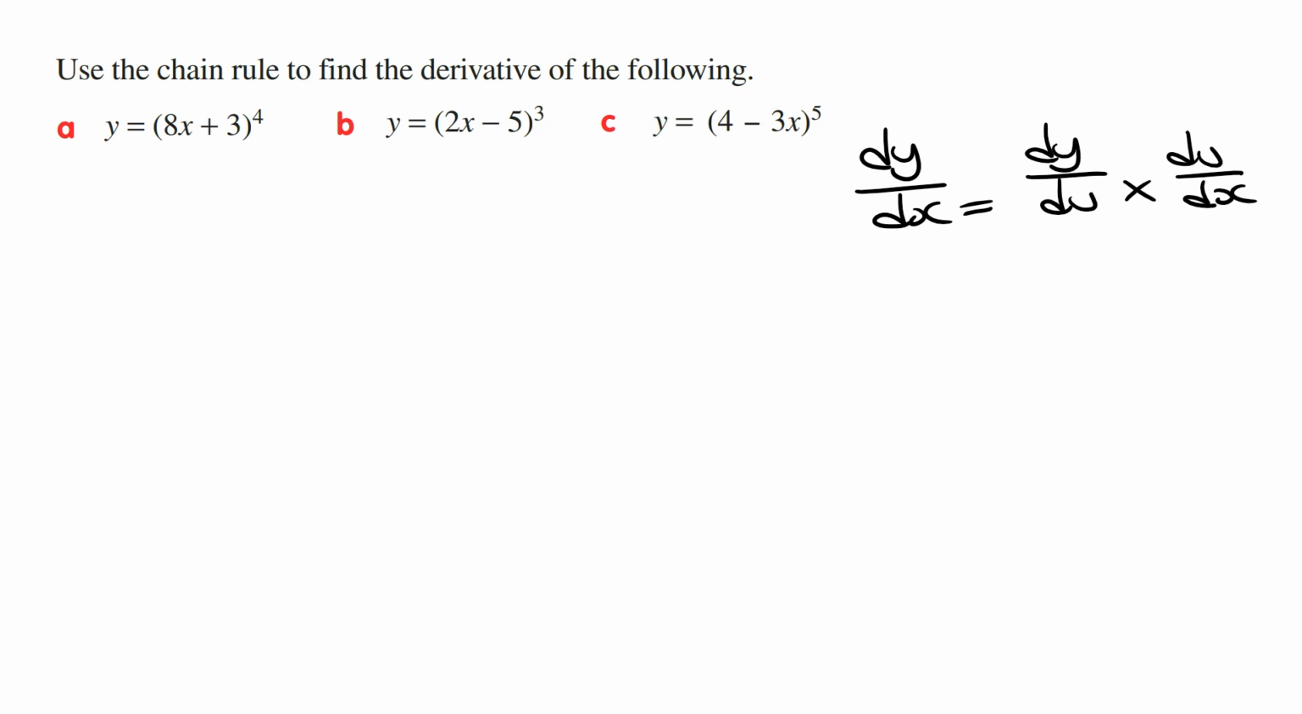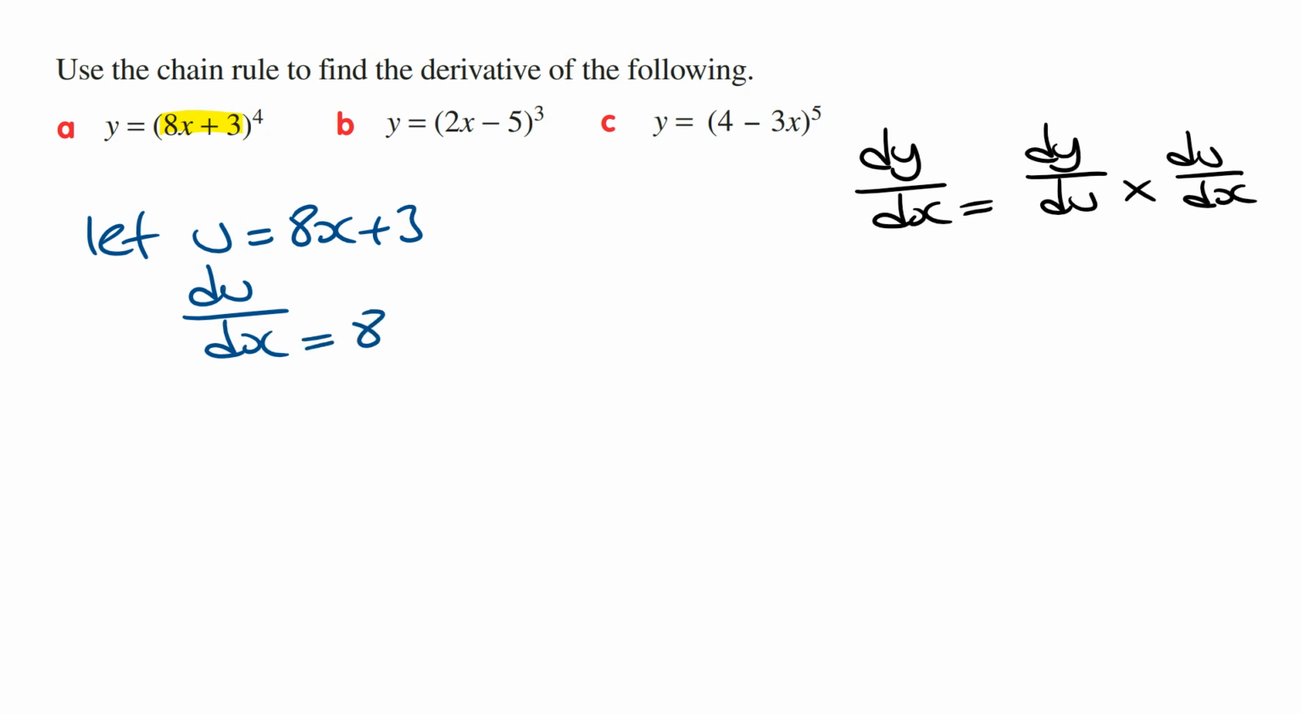Then what you want to do is let u equal whatever is inside the brackets. And so inside the brackets we've got 8x + 3. And so we let u equal 8x + 3. This gives us a function of u in terms of x. And so deriving this, we're going to get du/dx is equal to 8. Then what you need to do is express y as a function of u. And so we're going to let y is equal to u^4, where u is equal to 8x + 3. And so deriving this, we're going to get dy/du is equal to 4 times u^3.